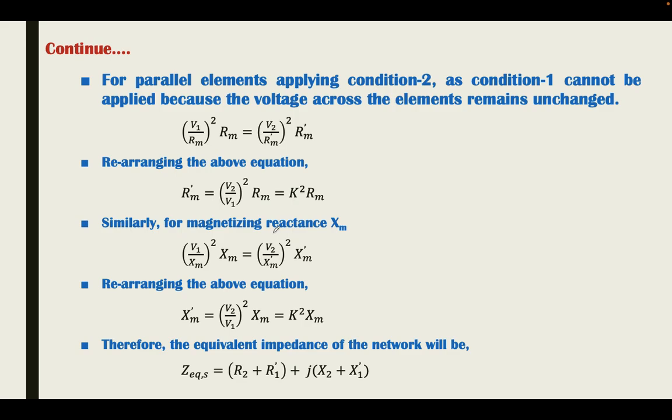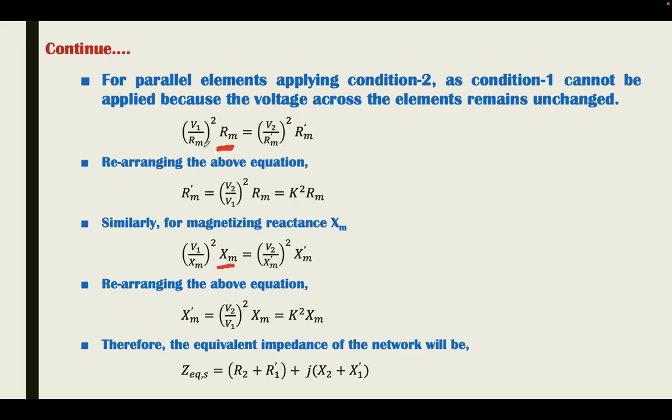Now considering the core parameters. In case of core parameters, the resistance of the core is Rm, whereas the reactance of the core is Xm. Because Rm is connected in parallel with the circuit, the first condition cannot be applied. Therefore, we are applying the second condition.